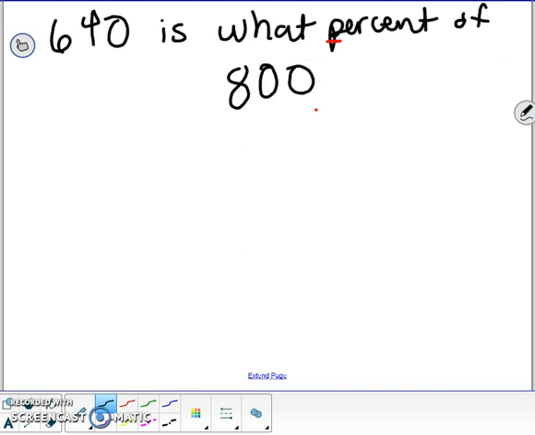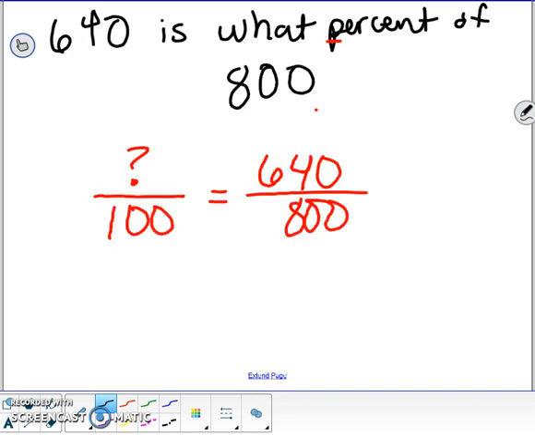All right, one last question. Go ahead and pause the video here and see if you can solve this. All right, so this is how our proportions are set up. 640 is what percent? So we already know that we're missing the percent. Of 800, do you see the magic word of? That's how I know 800 went on the bottom. Now how did I get from 800 to 100? Divided by 8. So how do I get from 640? Divided by 8. Okay, so we're going to have 80%.